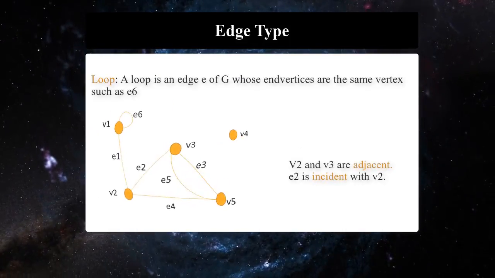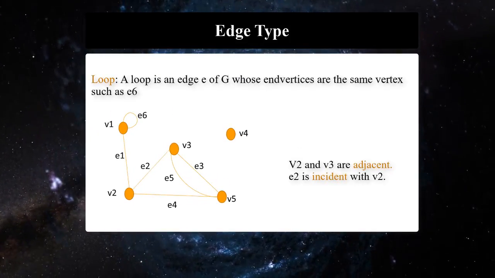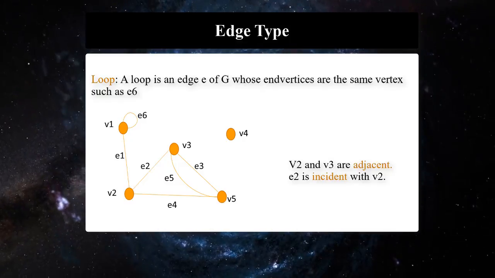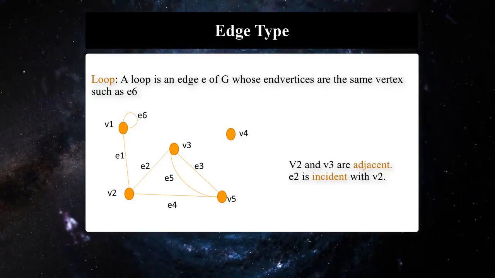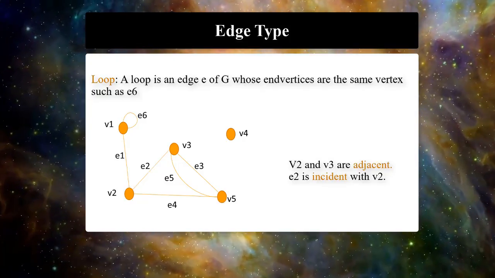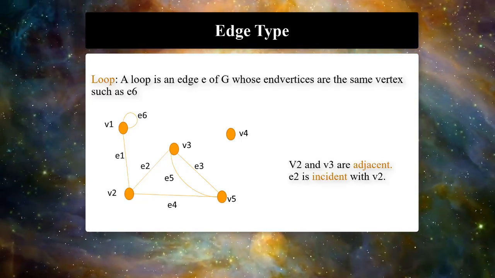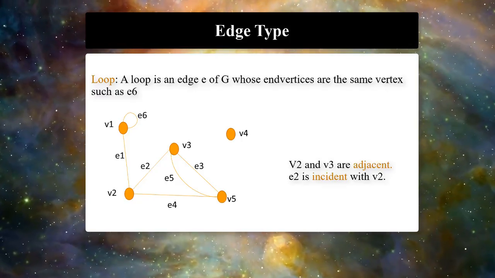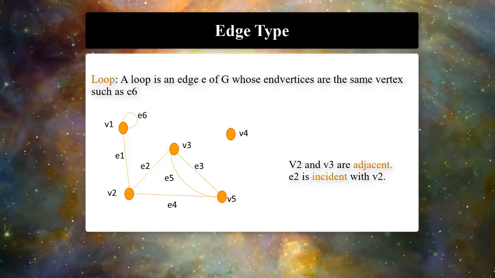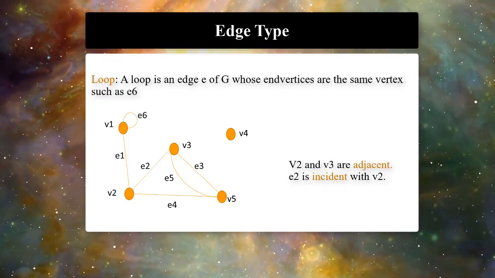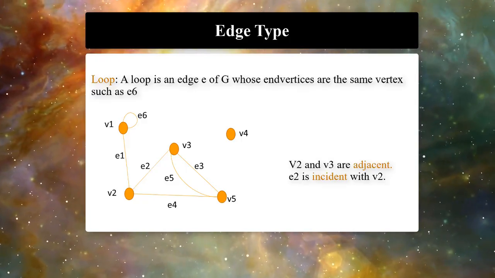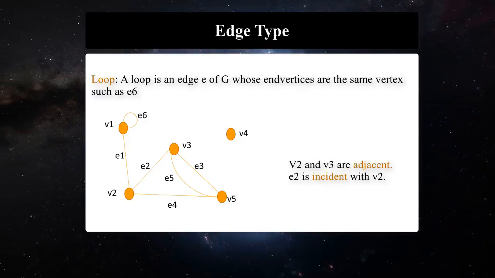And more terminology. An edge of a graph whose end vertices are the same vertex is called a loop. An edge is incident with a vertex if that vertex is one of its ends. So let's look at graph G1. V2 and V3 are adjacent. E2 is incident with V2. And E6 is a loop.